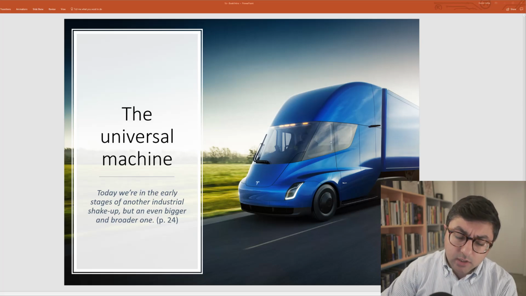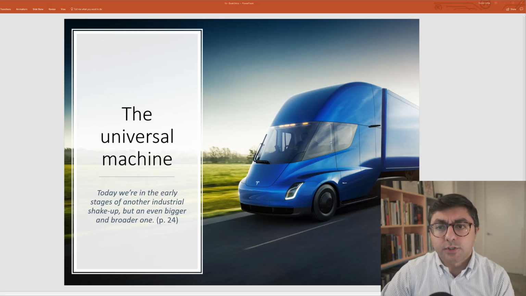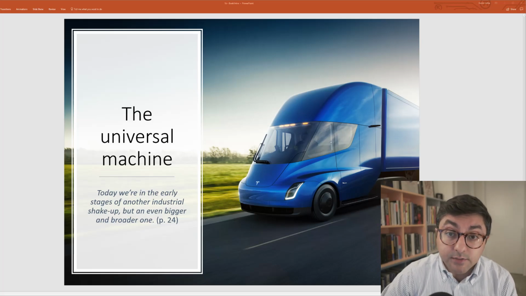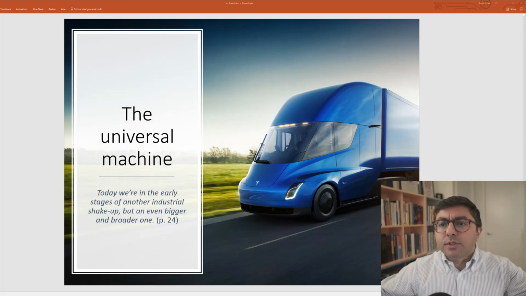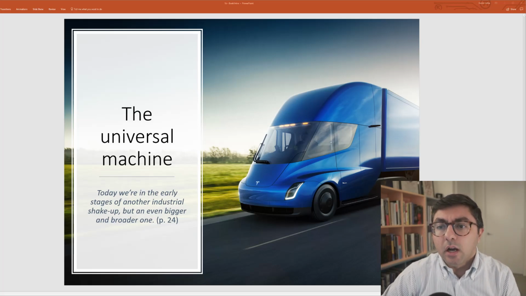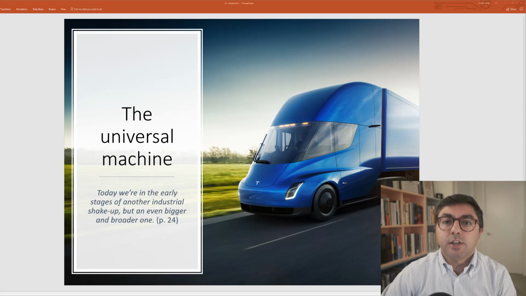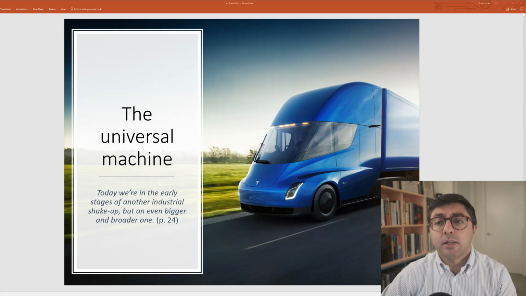The last thing that I want to conclude with is this idea of the universal machine. So when we talk about the universal machine, we're thinking about machines that can learn. They can learn in a variety of settings. And this really enables technologies like automated cars. And so one of the things that Brynjolfsson and McAfee talk about, they do some foreshadowing work to show you that we're in the early stages of another big industrial shakeup, but it's going to be even bigger and broader than the one that we had in the 90s.